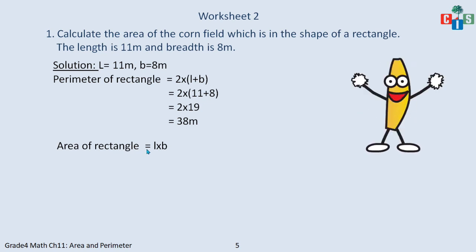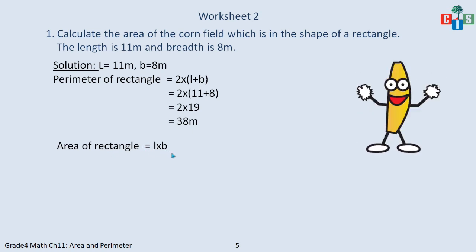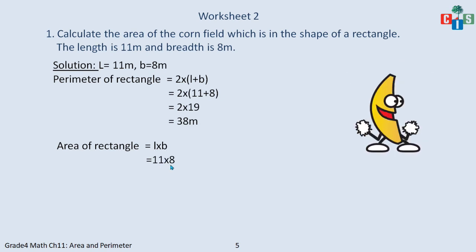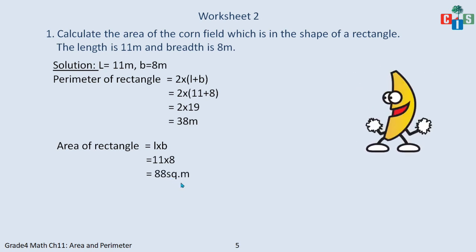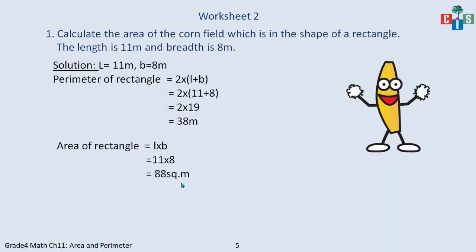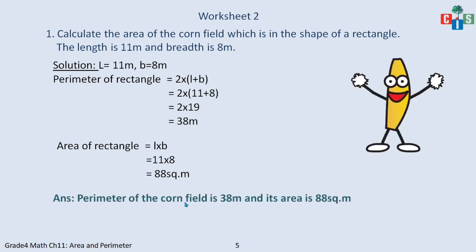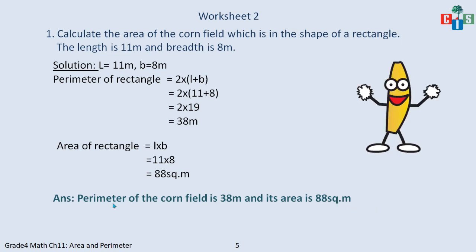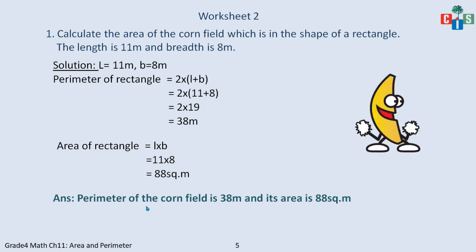Now moving on to the area of the rectangle. The area of a rectangle is length multiplied by breadth. And what is the length and what is the breadth? The length and the breadth are given as 11 and 8, and it will give me 88 square meter. Now the unit for the area is square units, so don't forget to write that. And my final answer will be: the perimeter of the cornfield is 38 meter and its area is 88 square meter. So don't forget to write this final answer statement.